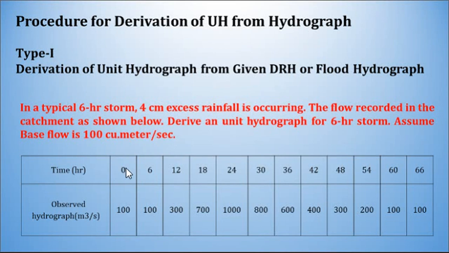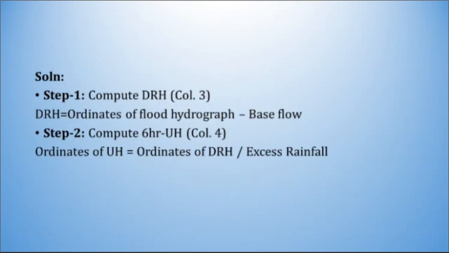Time is given as 0, 6, 12, 18, 24, 30, 36, 42, 48, 54, 60 and 66 hours, and observed discharge in meter cube per second is 100, 100, 300, 700, 1000, 800, 600, 400, 300, 200, 100 and 100. So how to derive a unit hydrograph? Deriving a unit hydrograph necessarily means you have to find its ordinates.